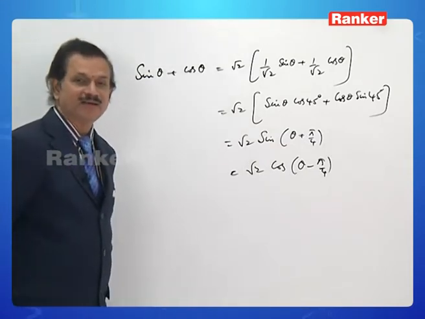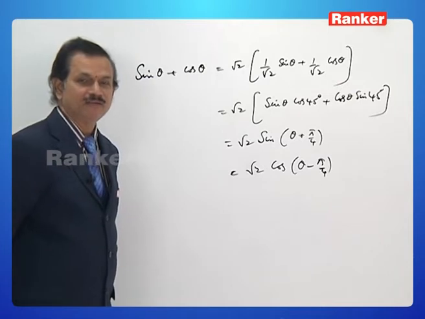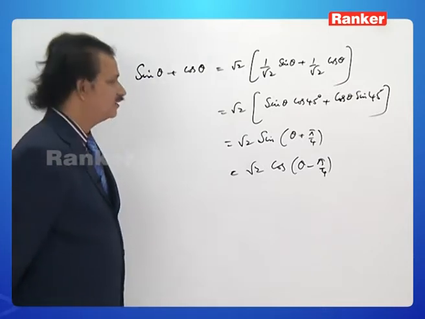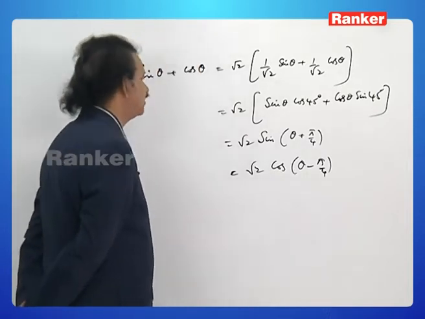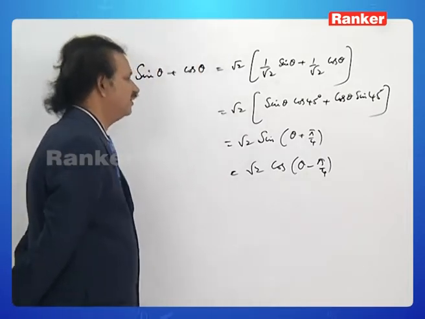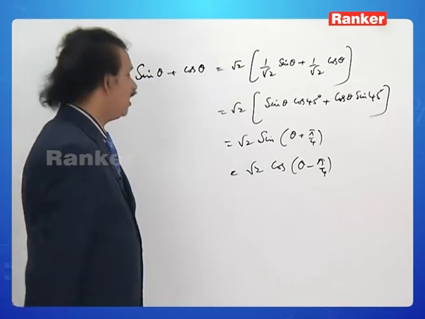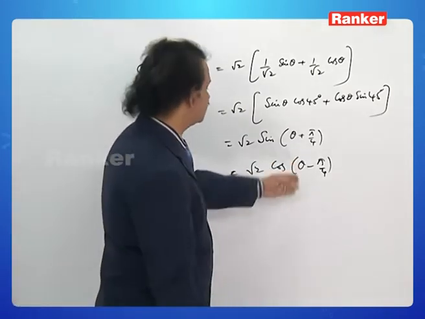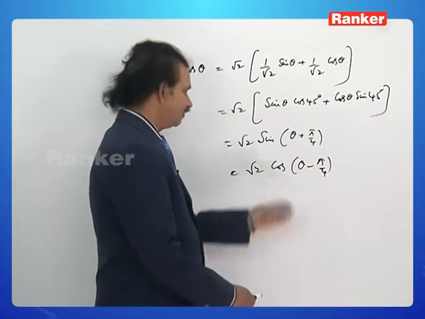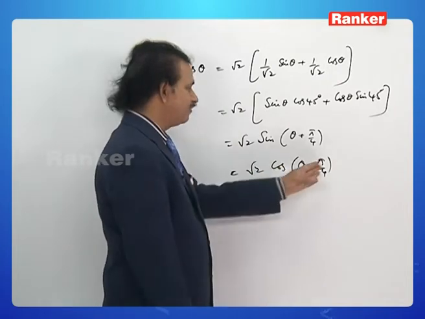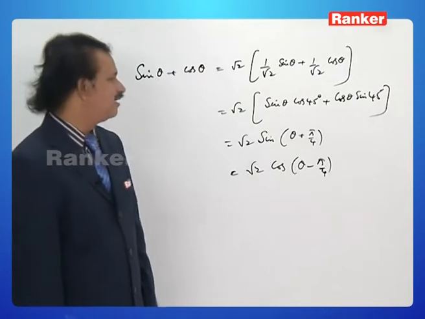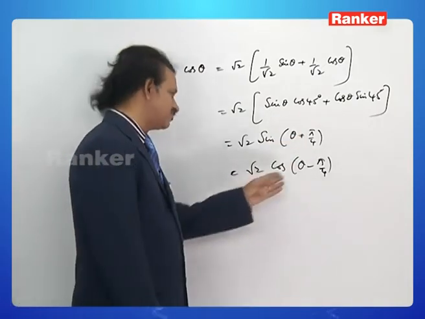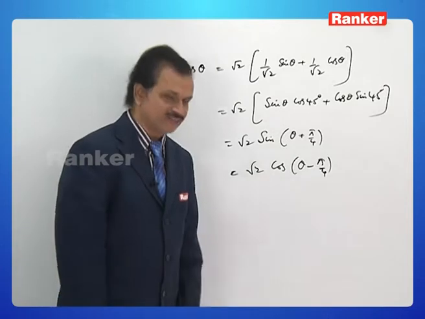Cos of theta minus pi by 4. Yes, you can, isn't it? As this is cos theta cos 45 plus sin theta sin 45. This is cos of theta minus 45, or this is pi by 4 minus theta you have. Pi by 4 minus theta and pi by 4 plus theta are complementary. That is why sine of theta plus pi by 4 is equal to cos of pi by 4 minus theta, or theta minus pi by 4.